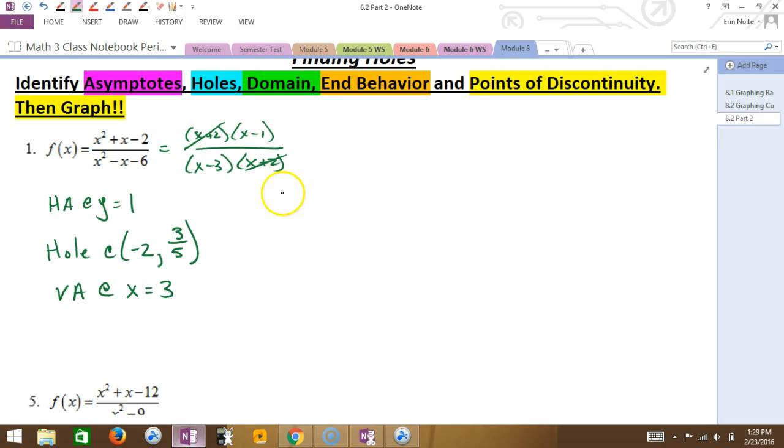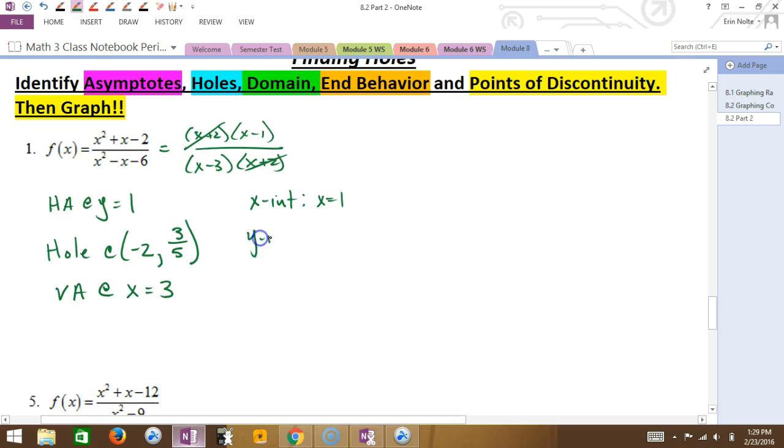Let's do intercepts because those are valuable. What's my x-intercept? Where am I looking for x-intercepts? The top, good. And I'm only looking at the one that's left. Good, x-intercept at 1.